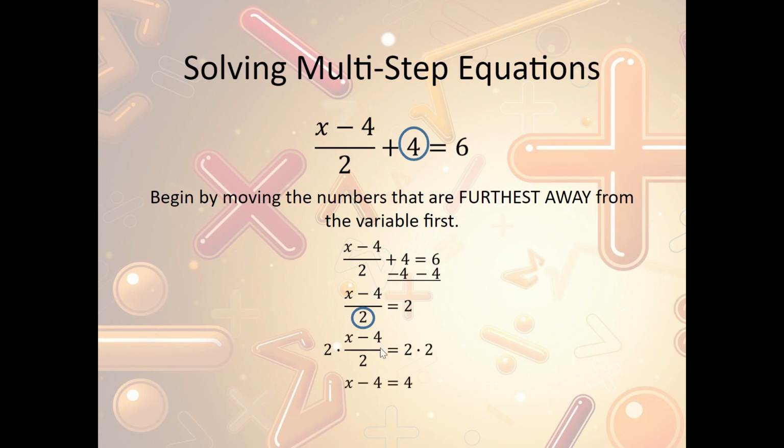We just have this 4 to get rid of. So we're going to get rid of that one next. It's subtracting 4, so we're going to undo that by adding 4 to both sides. And we get x is equal to 4 plus 4, which is 8.